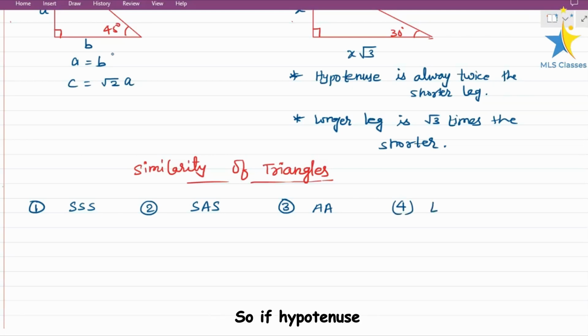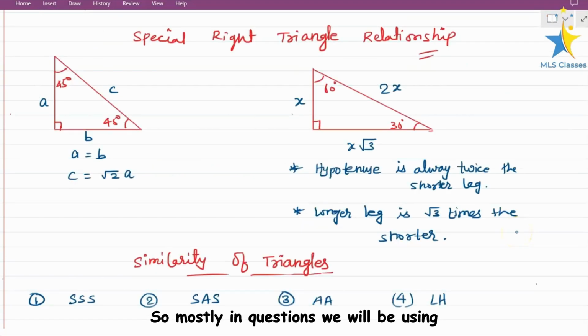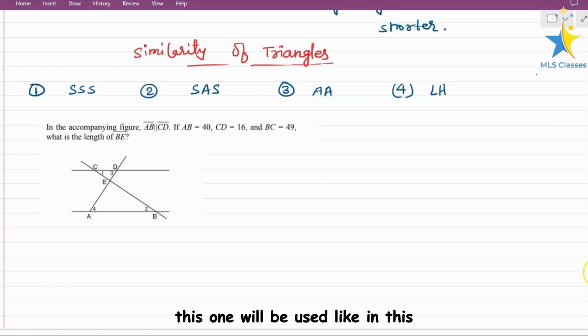Number 4, LH. So if the hypotenuse and leg are proportional in any right angle triangle, then we will say that those two right triangles are similar. So mostly in questions we will be using the property of similarity of triangles, basically the property that all three sides of one triangle are proportional to the corresponding sides of another triangle if the triangles are similar. This one will be used like in this question.